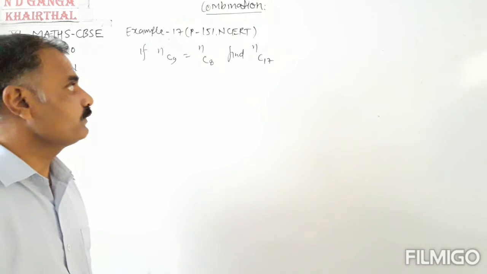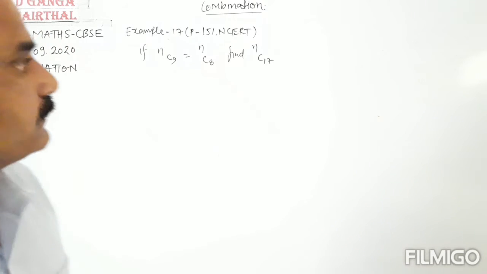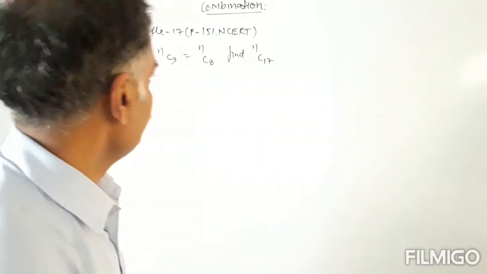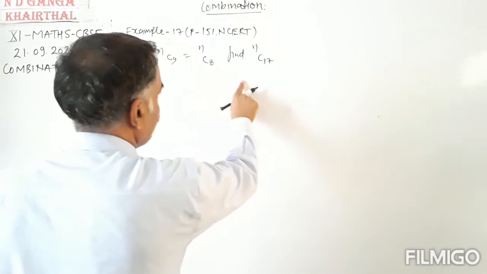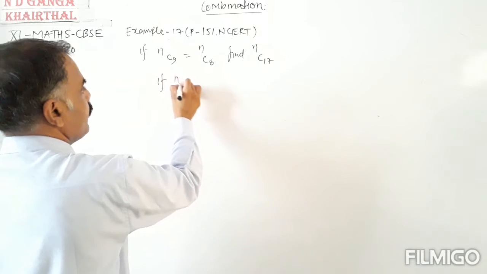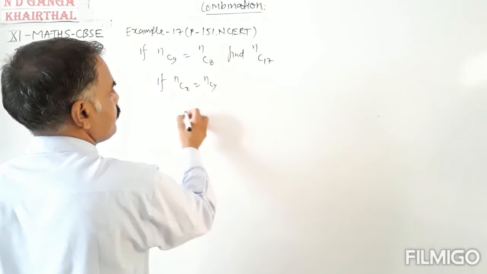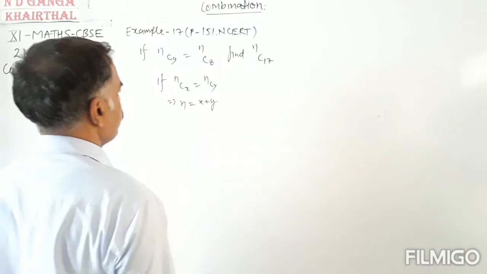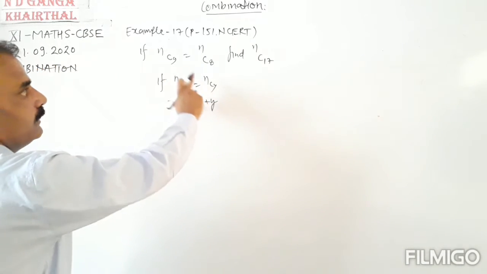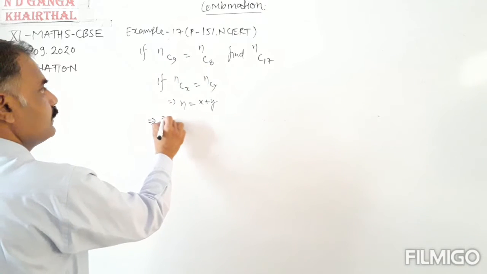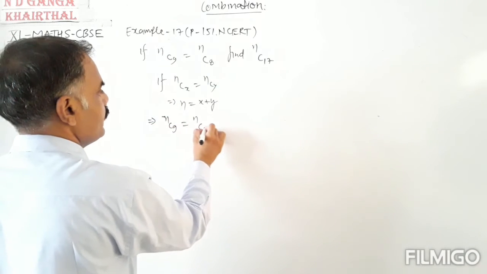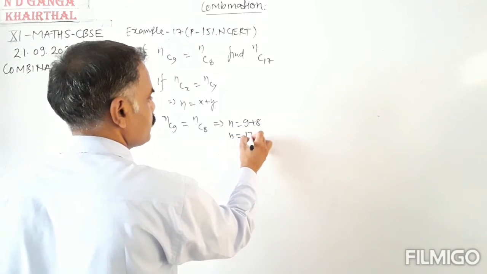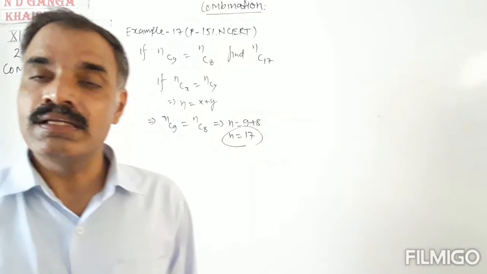We have to find nC17, given nC9 equals nC8. So first of all we will find the value of n. How do we find the value of n? We know that if nCx equals nCy, then the value of n equals x plus y. So it is given that nC9 equals nC8, which implies that n equals 9 plus 8. So n equals 17. Okay, so the value of n equals 17.